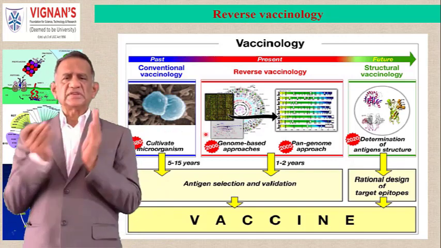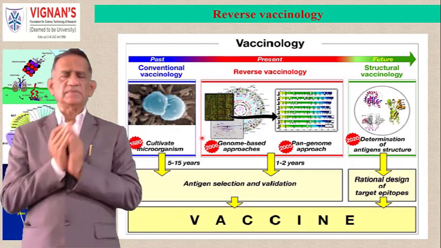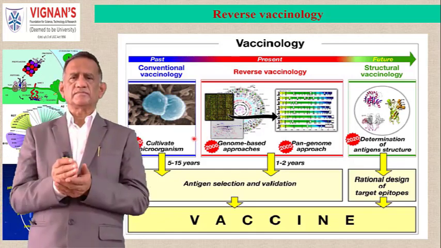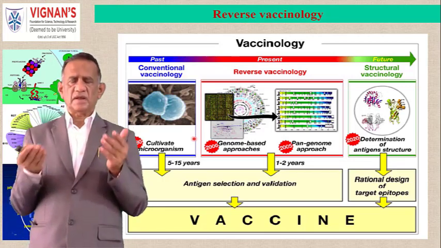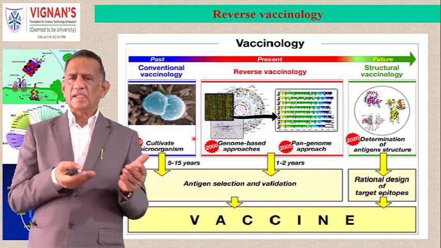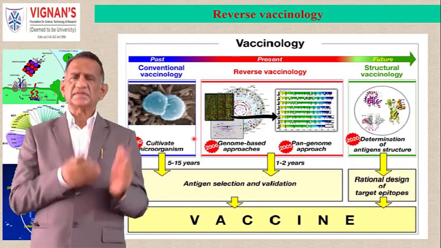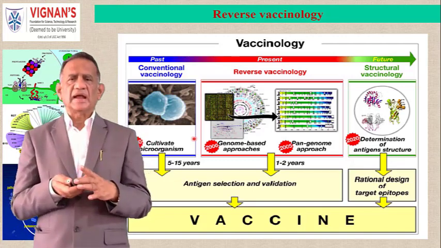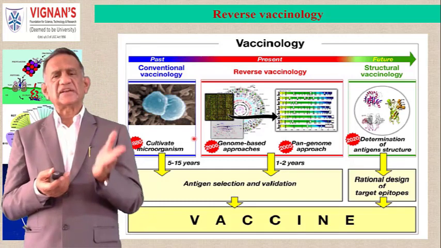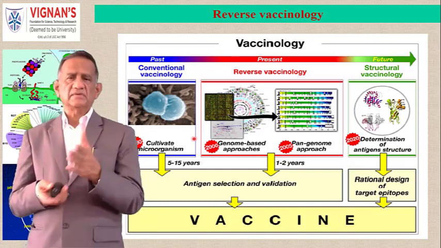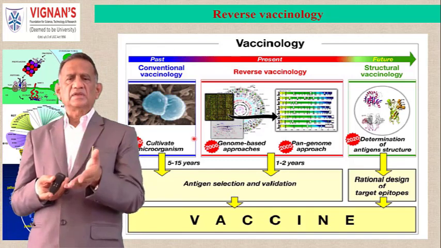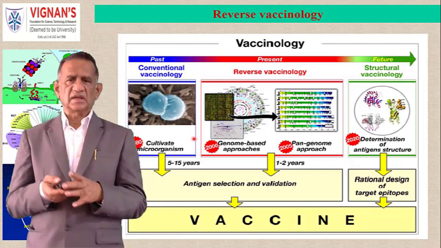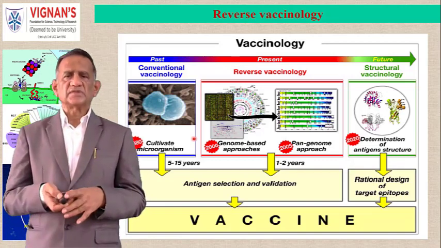Then the next thing is that all the sequences are there in DDBJ, the DNA Data Bank of Japan, or even NCBI. So those sequences can be retrieved. If the sequences are there for a particular protein and the corresponding gene, we can get it synthesized, and those genes can be cloned into plasmid vectors, and those plasmid vectors now express the protein. We can take this protein and use it as an epitope or a vaccine. Within 1 or 2 years we can prepare the vaccine. Antigen selection and validation, that's what vaccine development is.